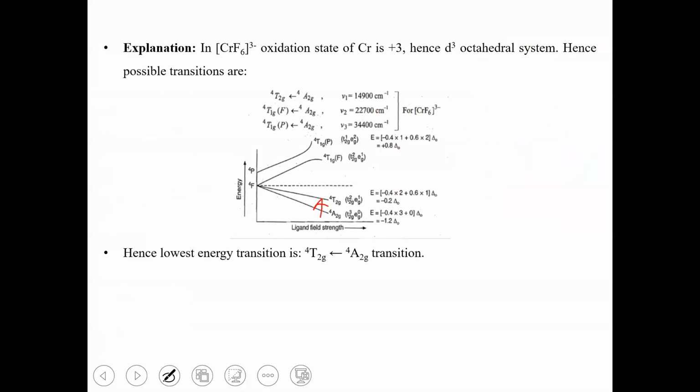You can get the idea from these values also. Since E equals h c nu bar, if the wave numbers are given, you can just put in these values and you will get the corresponding energies. Here you can see the wave number for the first transition is the least, so you will have the lowest energy transition. Hence the lowest energy transition is this one.